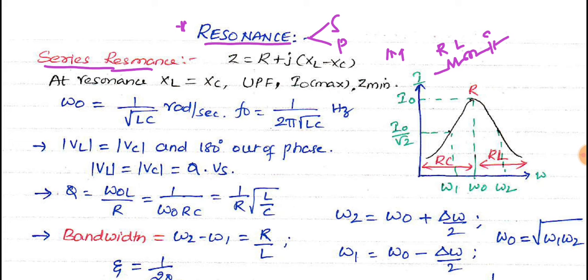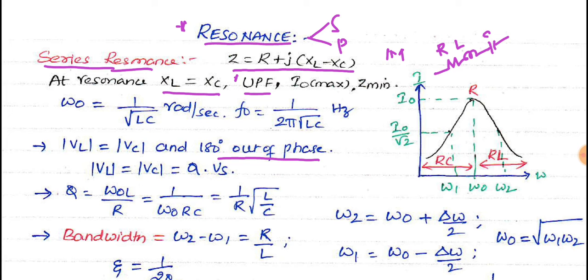So Z is equal to R plus j(XL minus XC), where XL is the inductive reactance, XC is the capacitive reactance, and you know that R is the resistance. At resonance condition, XL is equal to XC, meaning the inductive and capacitive reactances are equal in magnitude, but they are 180 degrees out of phase. You should keep this point in your mind. At resonance condition, either series or parallel, the impedance Z is nothing but R. That is UPF, that means unity power factor.